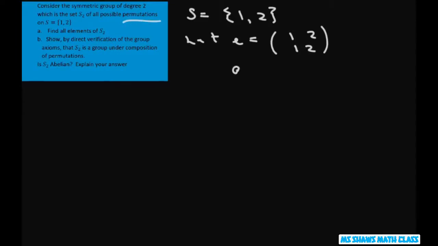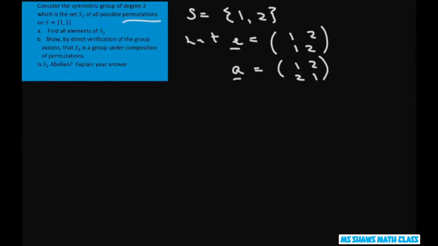So the first thing we're going to do is set up our set, which is {1, 2}. We can let E equal 1, 2 over 1, 2. We're talking about permutations. And let A equal 1, 2 over 2, 1. That's all your possible permutations on this set. We're just going to call them E and A.